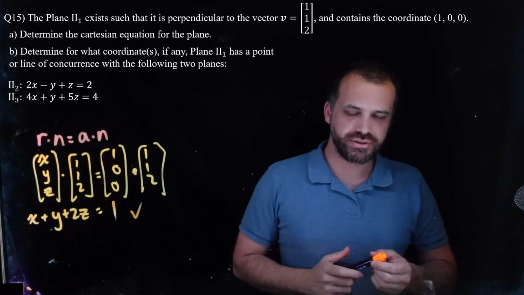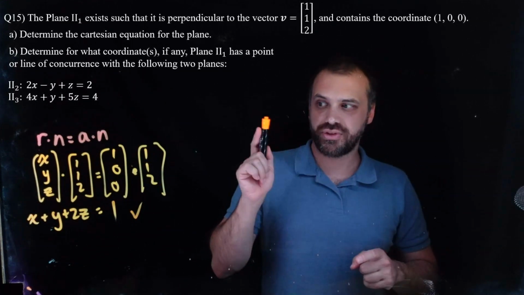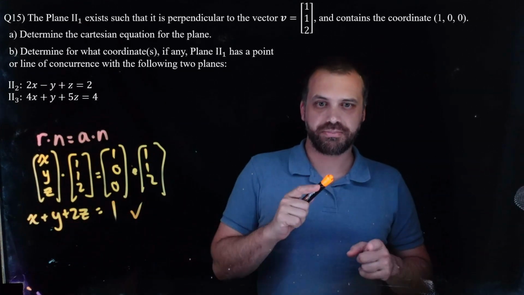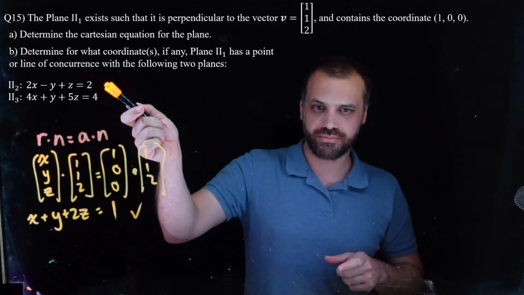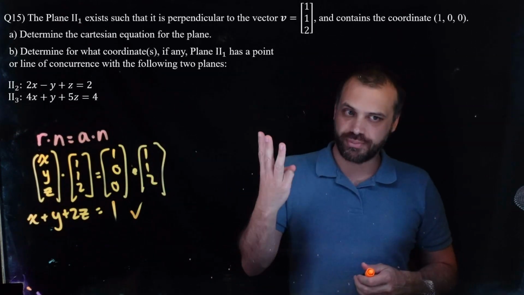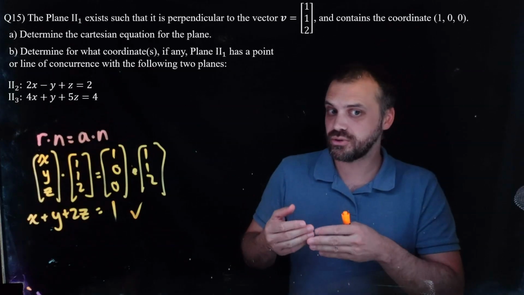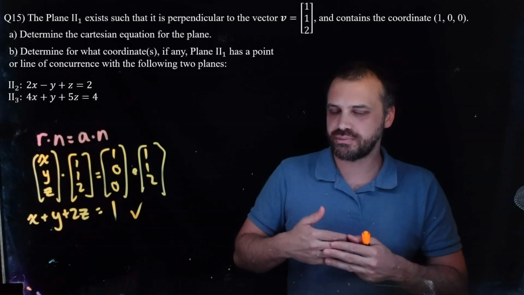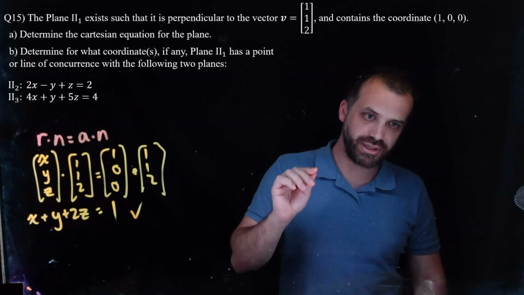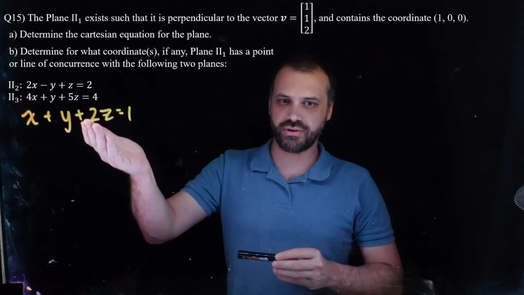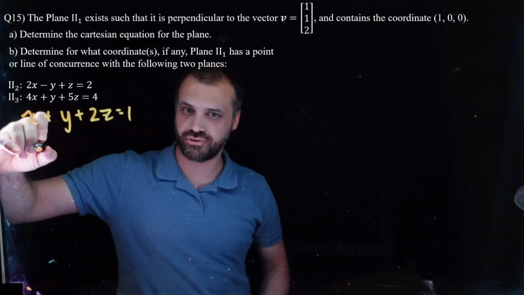Part B. Determine for what coordinates, if any, this plane has a point or line of concurrence with the following two planes. Boom, boom. We have 3 planes. We want to know where they meet, whether that's a line, a point, or not at all. If you're thinking about planes meeting at a point or at a line, you should be thinking about Gaussian elimination. All right, so these are our 3 planes. We've got to put them into an augmented matrix.